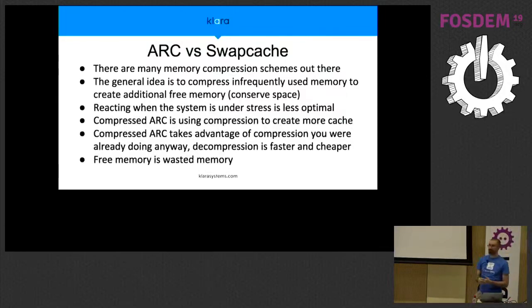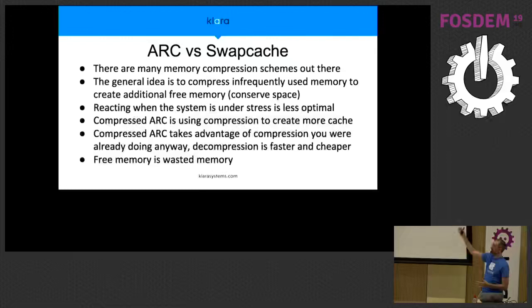Whereas what the compressed ARC is doing is taking the data that was already compressed when you wrote it to disk previously and just deferring the decompression step until later. And so the compressed ARC is only doing compression as you're writing data to disk rather than every time you're modifying memory. So compared to swap cache, compressed ARC is just taking advantage of the compression you've already done and using decompression, which is much faster and cheaper than compression, to optimize the amount of memory that you have available for caching.